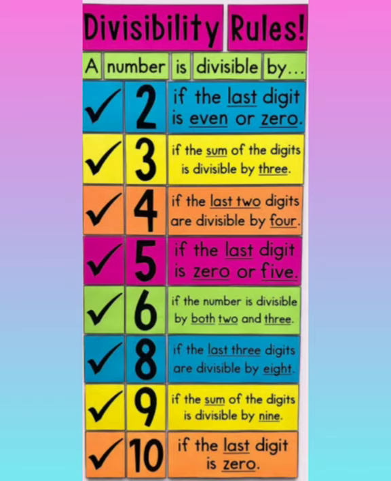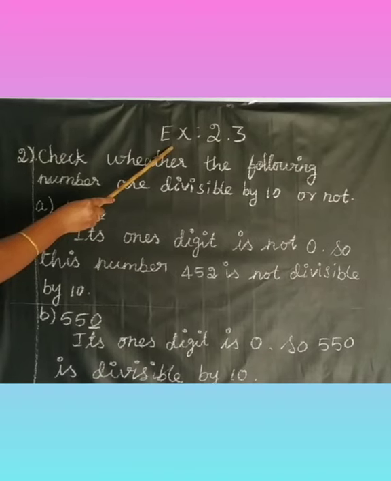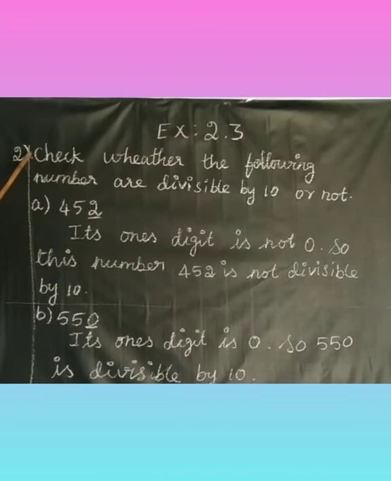Okay, next, divisible by 8. If the last 3 digits of a number are divisible by the 8th table, then you can say that the number is divisible by 8. Okay? Next, the 9th table, that is, if the sum of its digits is divisible by 9, then the whole number will be divisible by 9.